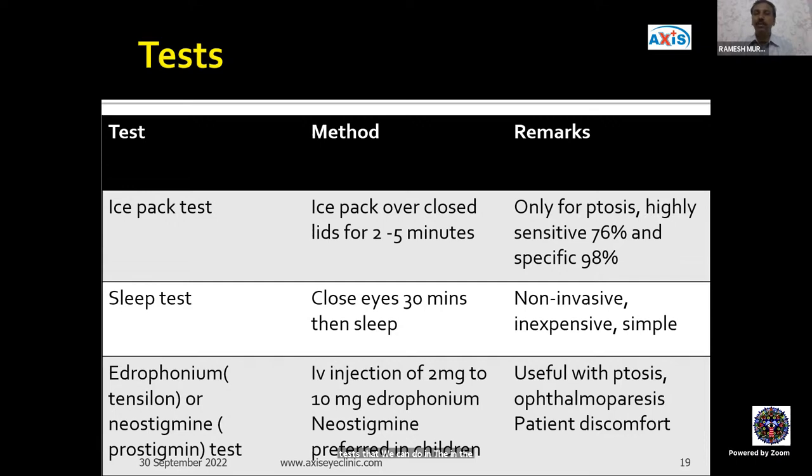So the ice pack test is one of the most interesting and useful tests, where the ice pack is placed over the closed lids for 2 to 5 minutes. But this is going to work only for the ptosis. It is more specific, about 98%, and about 76% sensitive. So when we place the ice, the degradation of the acetylcholine is going to take a longer time, and therefore the acetylcholine will last for a longer time.